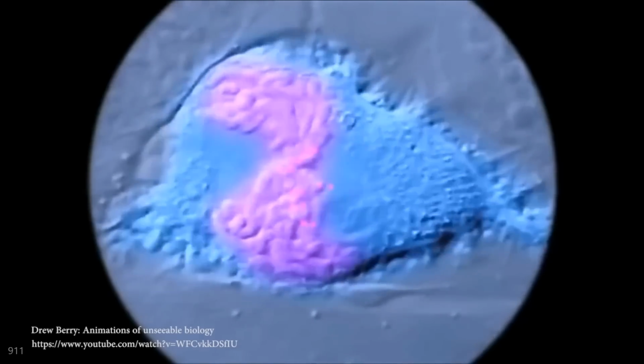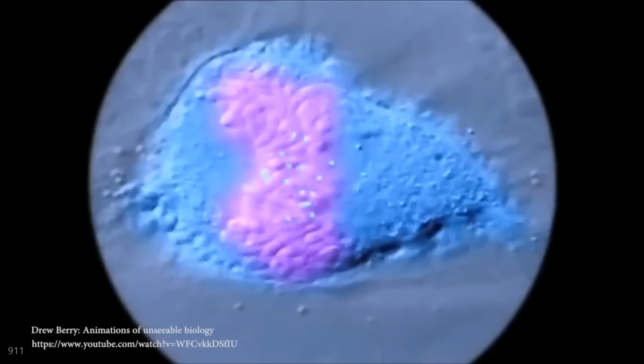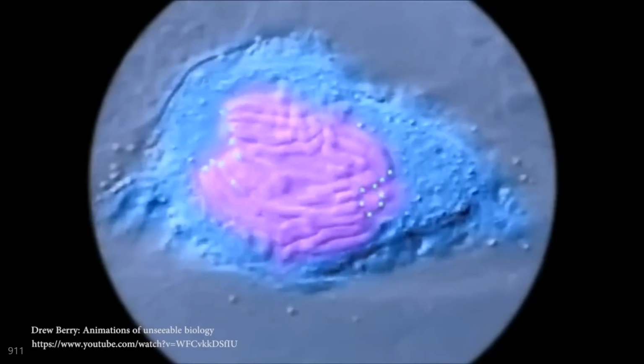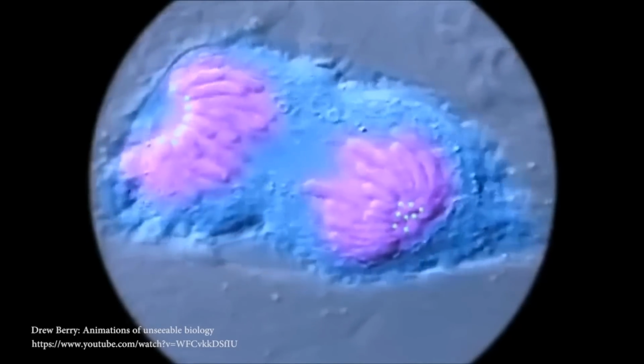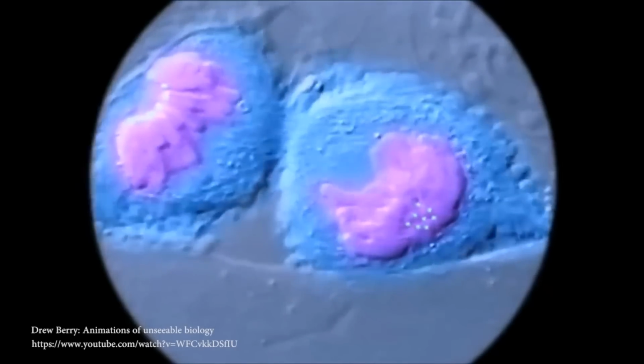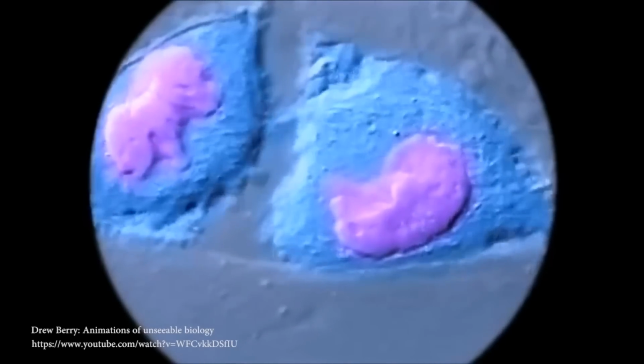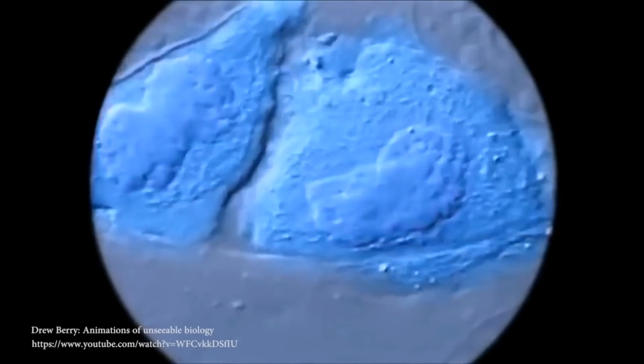When the cell feels it's ready to go, it rips apart the chromosome. One set of DNA goes to one side, the other side gets the other set of DNA, identical copies of DNA, and then the cell splits down the middle. And again, you have billions of cells undergoing this process right now inside of you.